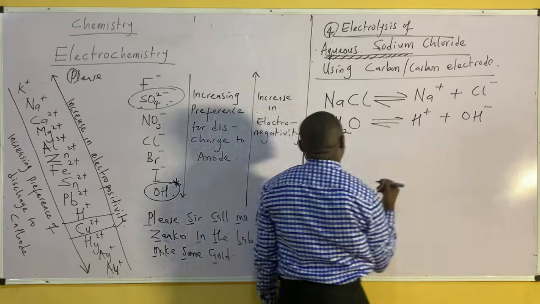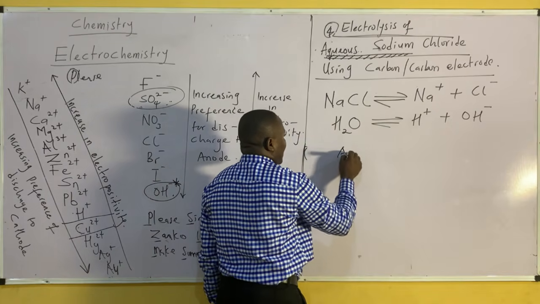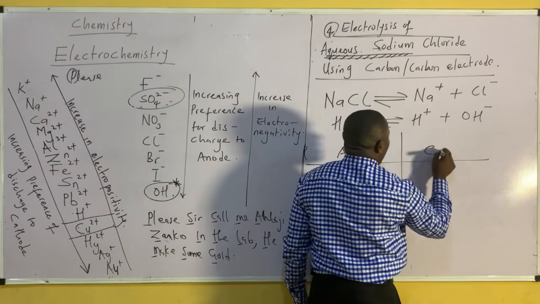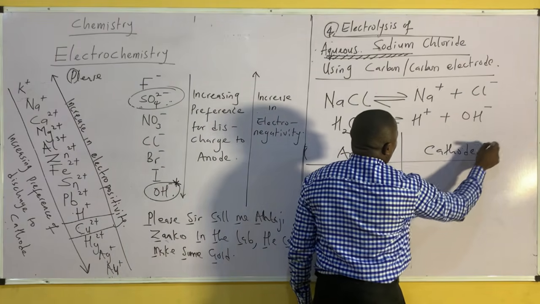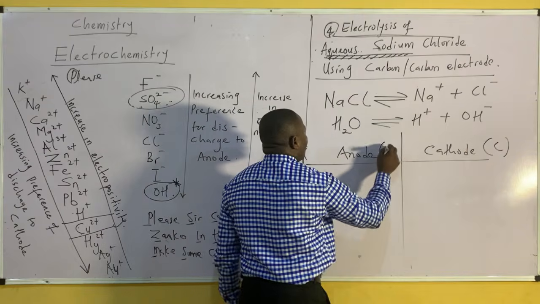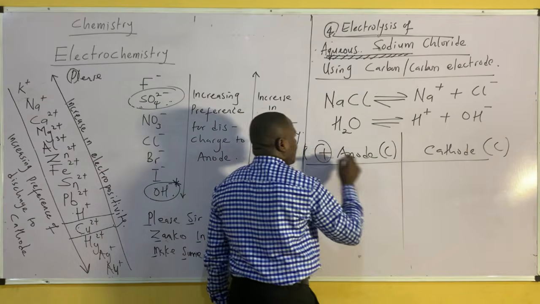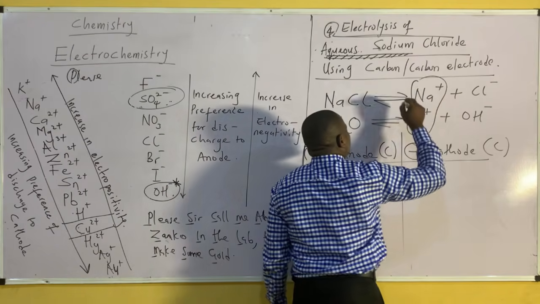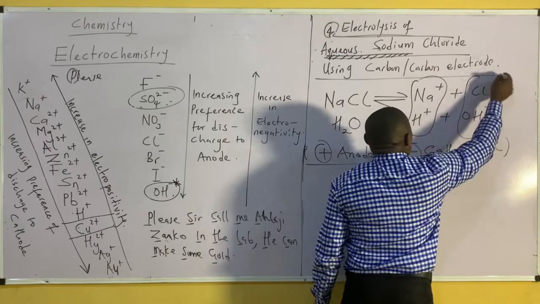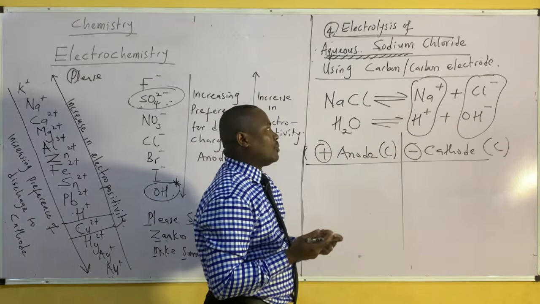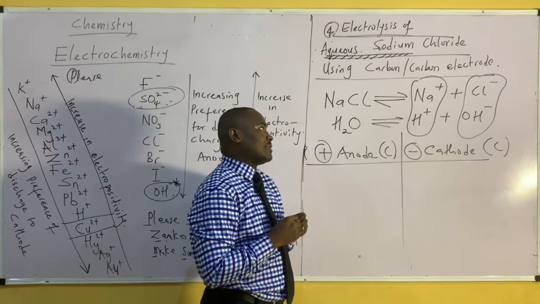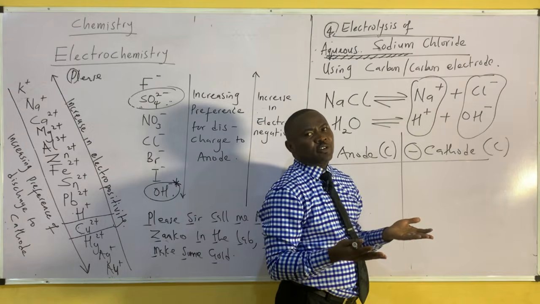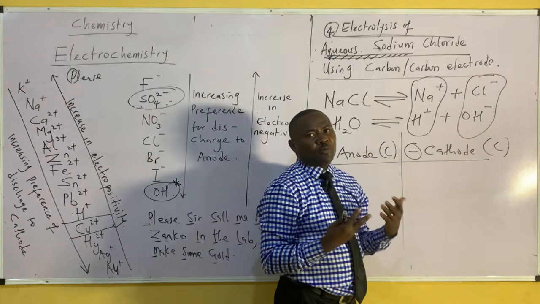Now the question is, I have the anode and I have the cathode, and both of them are carbon-carbon. This is positive, while this is negative. These are my two cations and these are my two anions. Cations are positive ions, anions are negative ions. Now the question is, of these two, which one will be discharged preferentially?